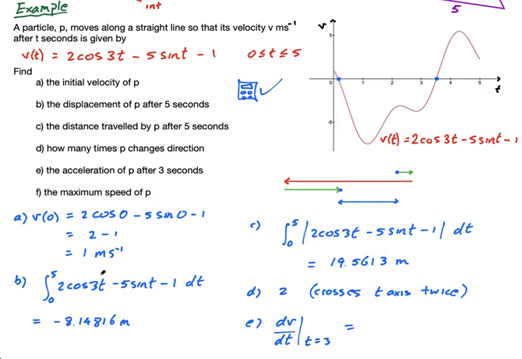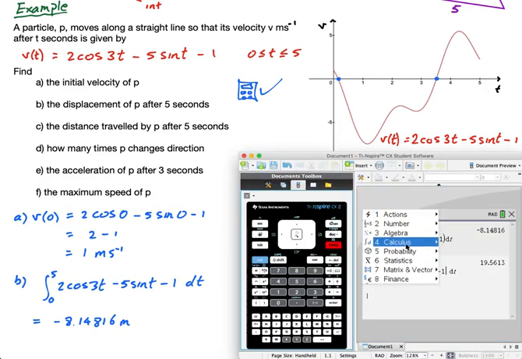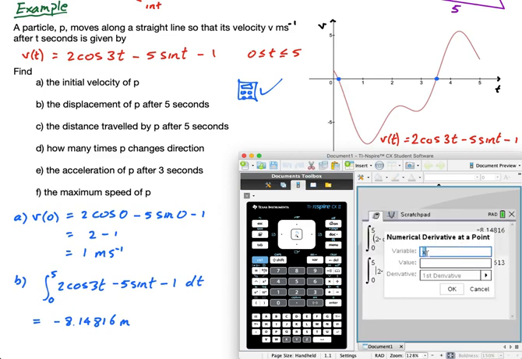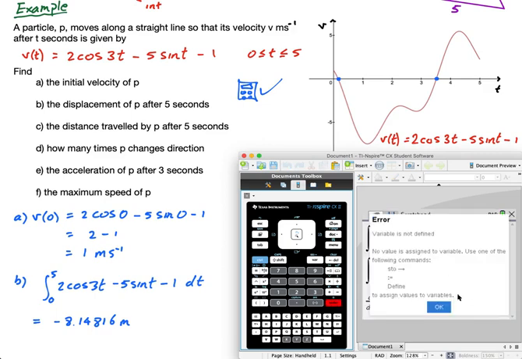If it was a non-calculator paper, fine, yes, you have to do that. But this is with a calculator, so all I need to do is get out my calculator, do menu, calculus, numerical derivative at a point. I want x, I want 3, I want the first derivative, and I'm actually going to just paste this in again, Control V. So I want the derivative of this at x equals 3, press enter.